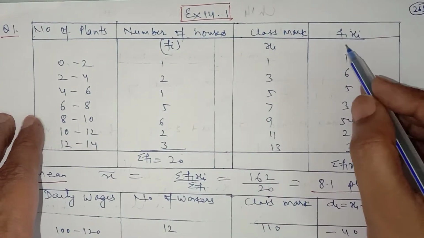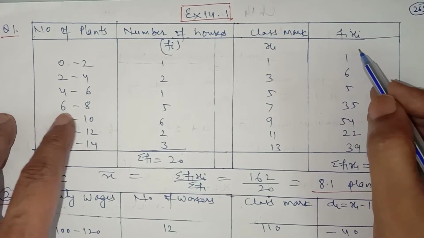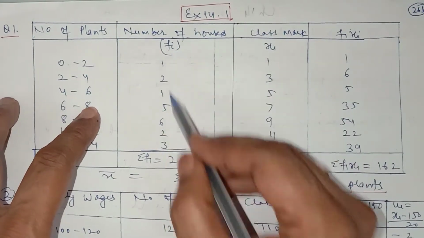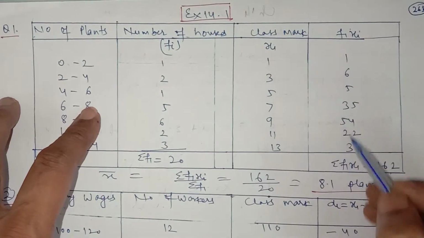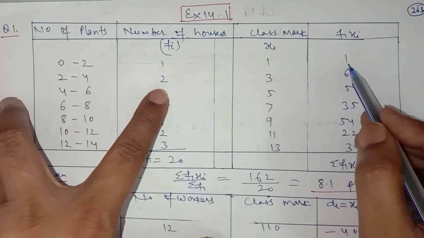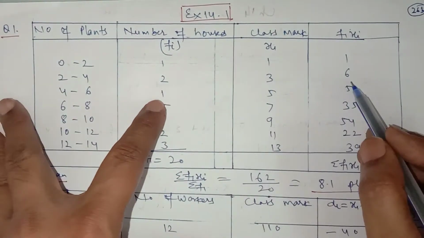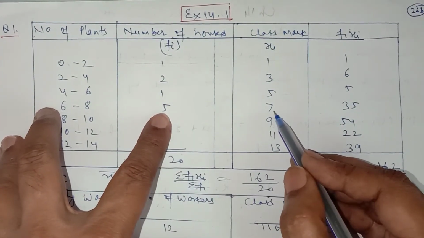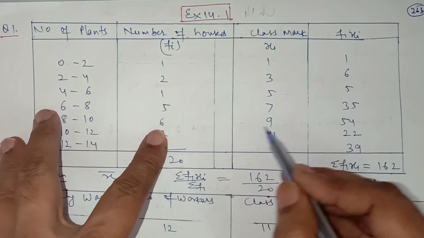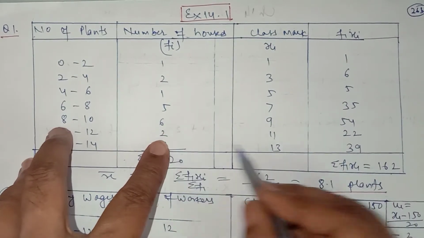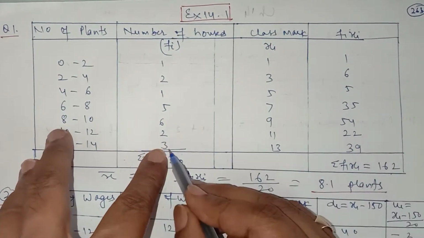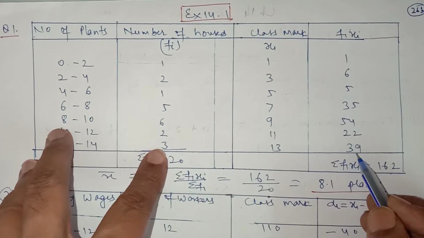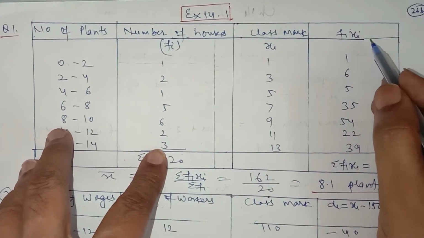Now you have to find the column in which you multiply fi with xi. So multiply fi with xi in this column. So 1 into 1 is equal to 1, 2 into 3 is equal to 6, 1 into 5 is equal to 5, 5 into 7 is equal to 35, 6 into 9 is equal to 54, 2 into 11 is equal to 22 and 3 into 13 is equal to 39. This is the column for fi into xi.